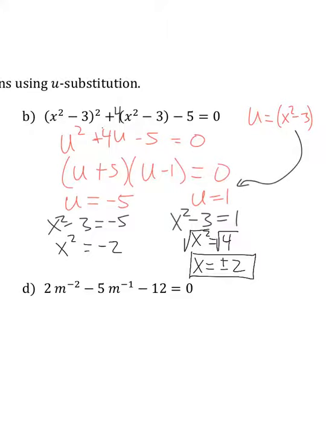Plus or minus 2i. So this will be x equals plus or minus i times the square root of 2.